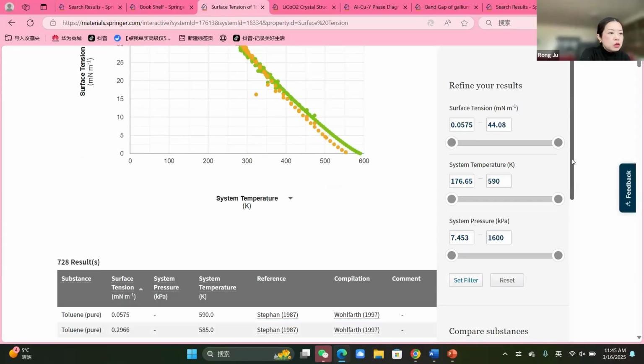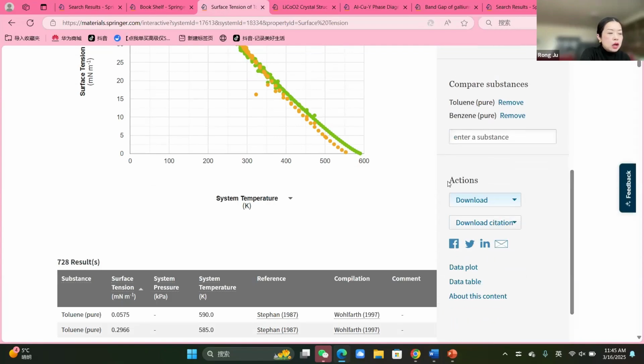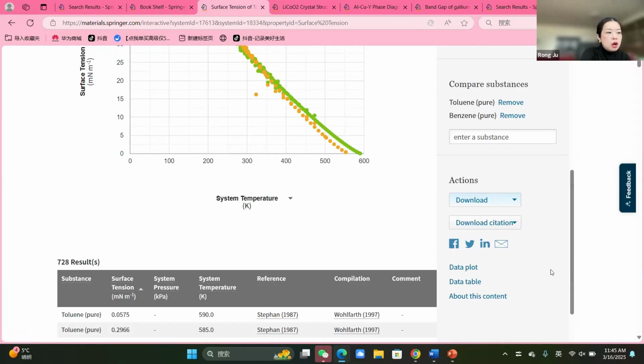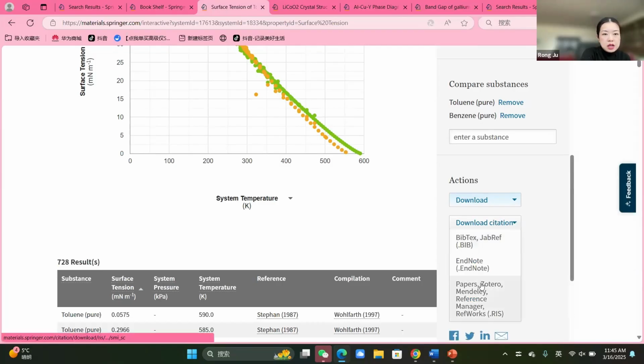If you scroll down on the right side, we have this function called actions. You can download the data, download the plot image, download the table, or download the citation. If you want to cite this data, then download the citation. We already built all the information in.